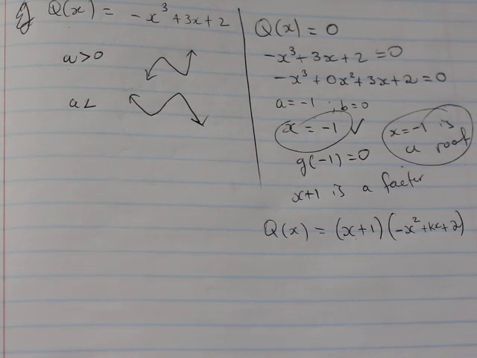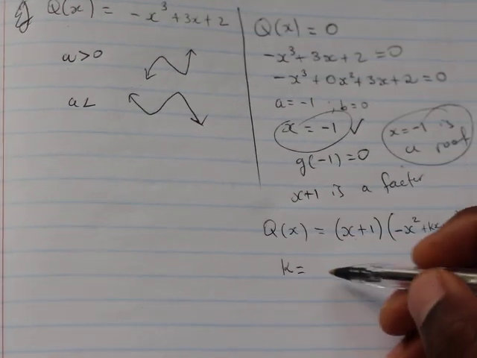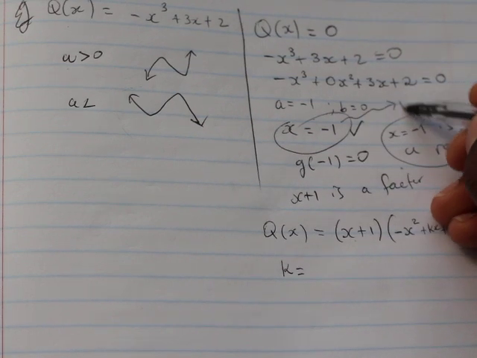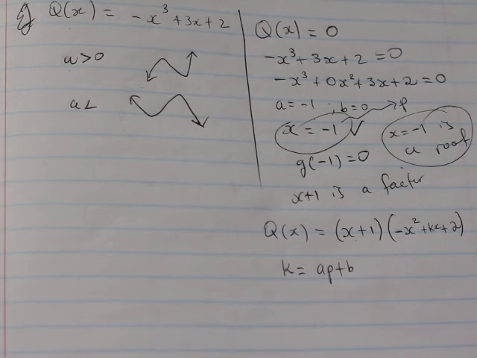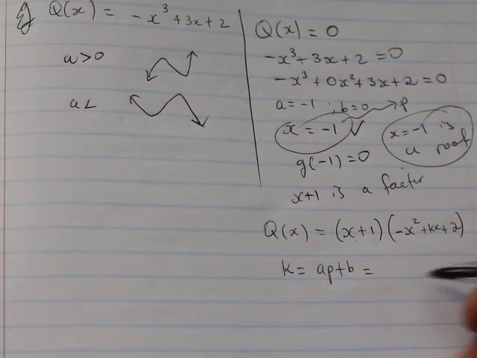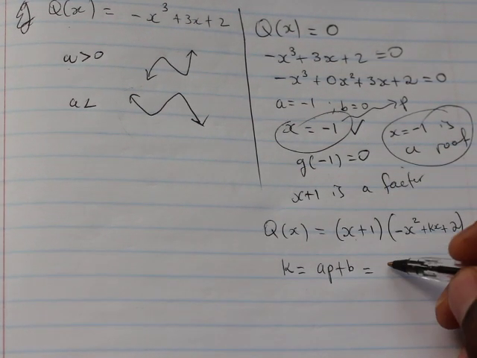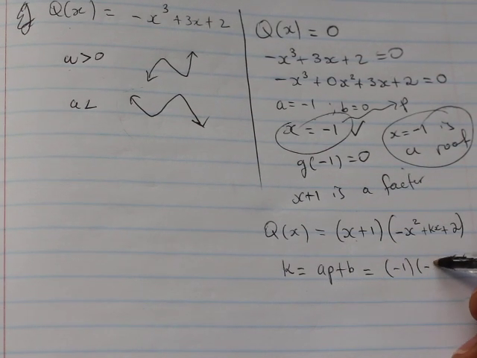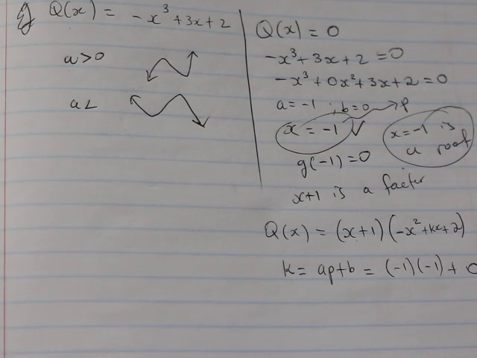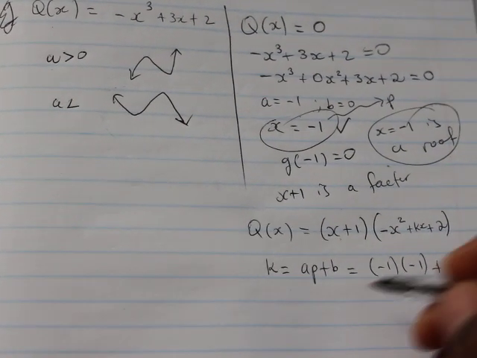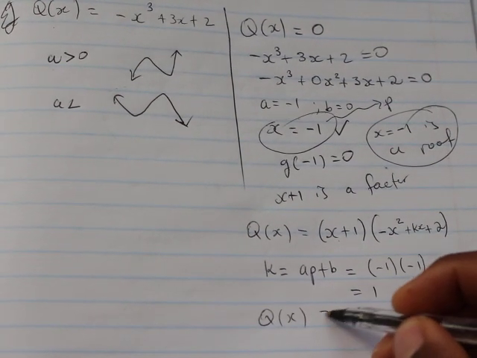Okay, so now let's figure out what the k is. K is given by what? Remember, this is also our p. K is given by a p plus b, meaning that we know the a by that equation is -1, the p is also -1, the b is actually 0, so our answer is just going to be 1. Okay, so q of x is equal to this.